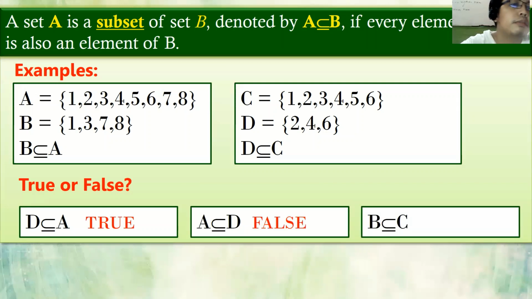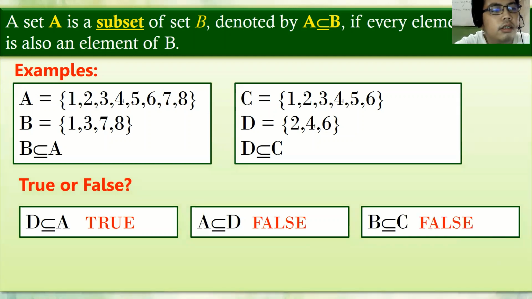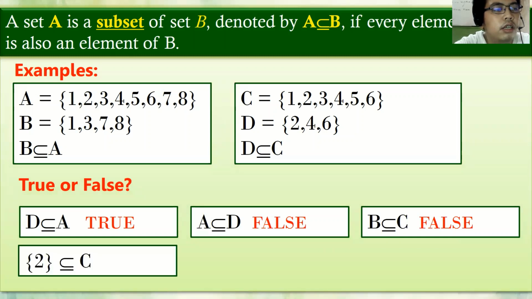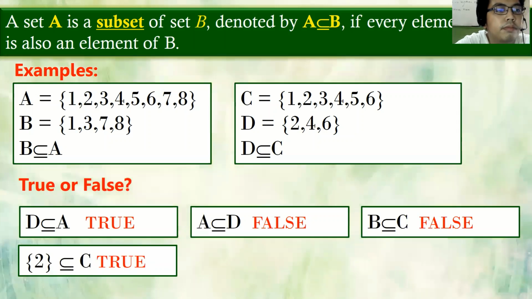Next one, is B a subset of C? Let's take a look. Is 2 found in B? No. So not all elements in B are found in C. Therefore that is a false statement. Okay, is a set containing 2 in C? That is a set with one element. Is 2 found in C? Yes. So that is a true statement.